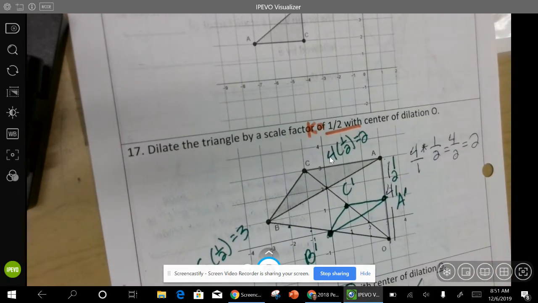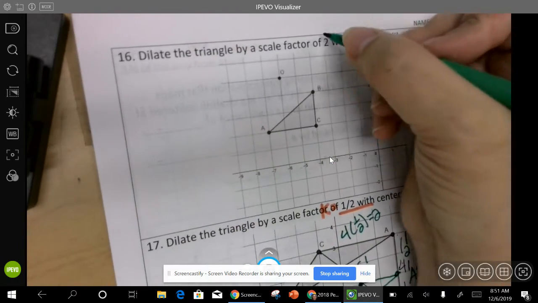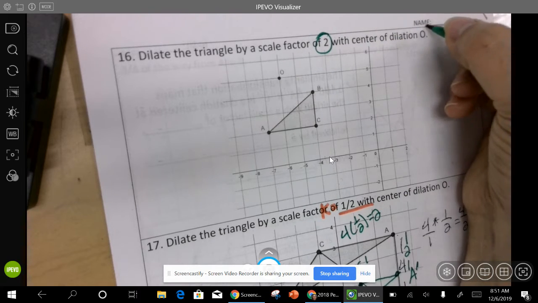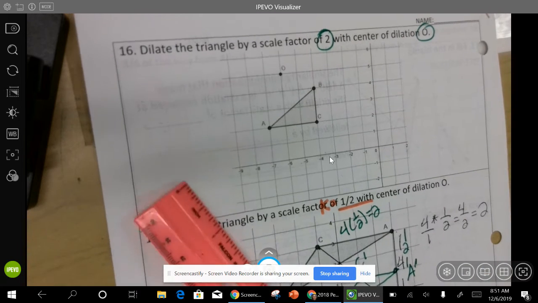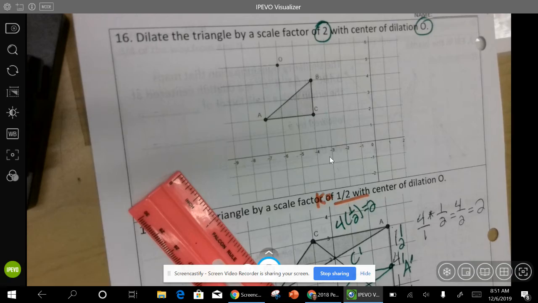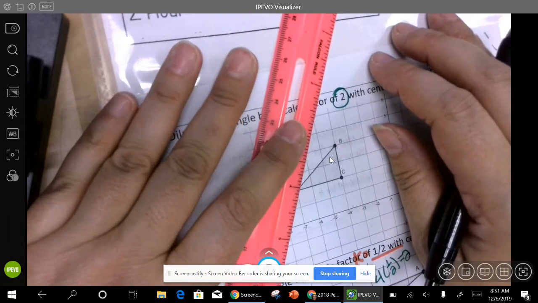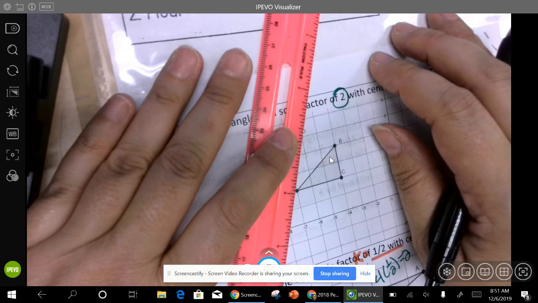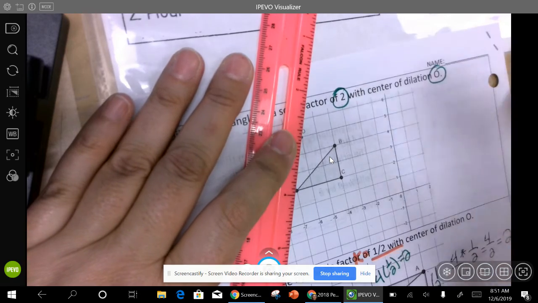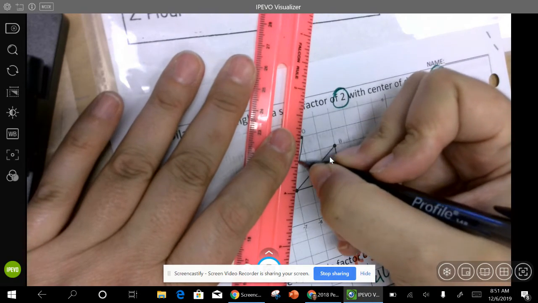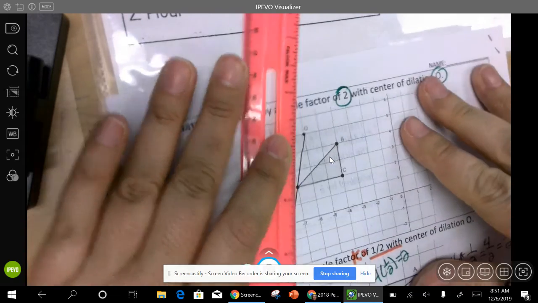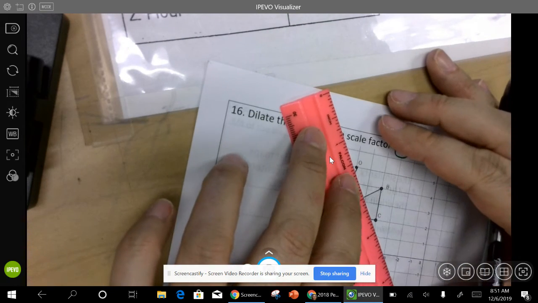Okay, this one says dilate the triangle by a scale factor of 2 with a center at O. Again, everybody, same thing. I'm just going to take my ruler and draw it. It's a scale factor of 2, I know that that means I'm going to make it bigger. So I'm going to use the center and draw my lines through the vertices of my triangle.